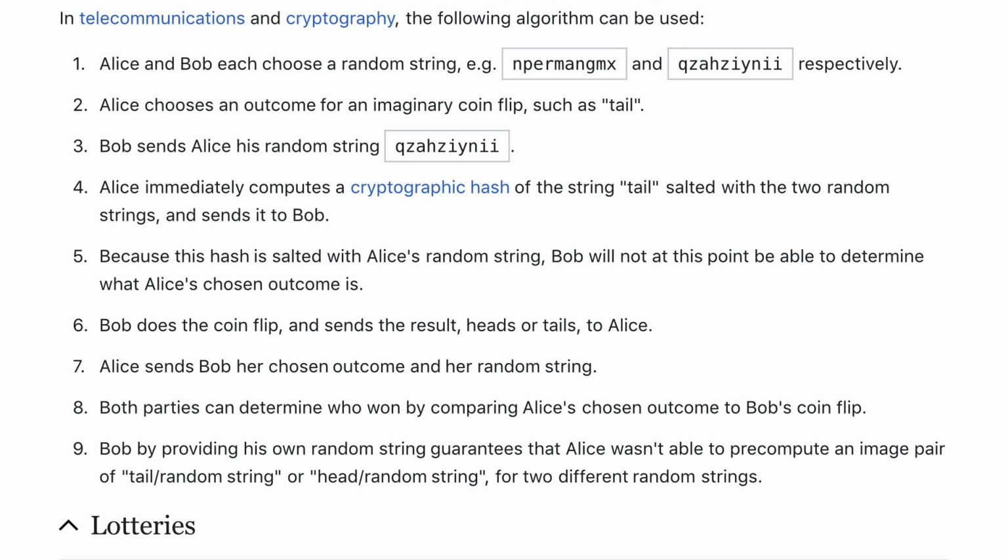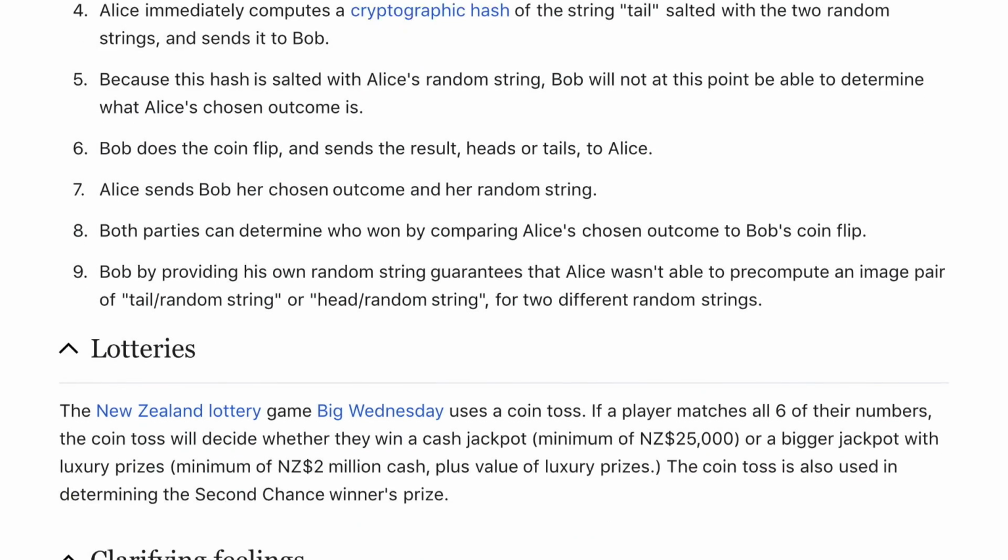Bob does a coin flip and sends the result, heads or tails, to Alice. Alice sends Bob her chosen outcome and her random string. Both parties can determine who won by comparing Alice's chosen outcome to Bob's coin flip. Bob, by providing his own random string, guarantees that Alice wasn't able to pre-compute an image pair of tail or random string, or head or random string, for two different random strings.